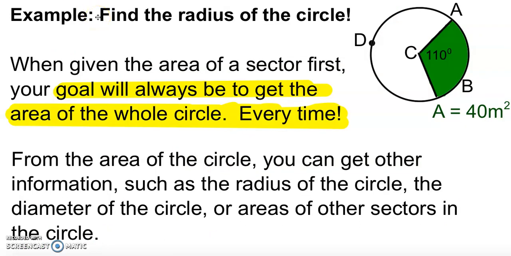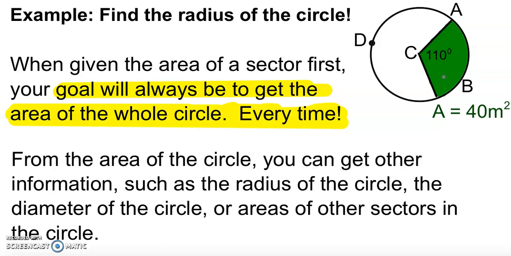All right, so here's the deal. If I ever give you a problem, or you're ever presented with a problem where you're given just the area of the sector, so notice this sector is green and the area is 40 meters squared. That's the area of this sector. And any type of problem, no matter what I'm asking you to do, you will always have to get the area of the circle every time, okay? No matter what I'm asking for.